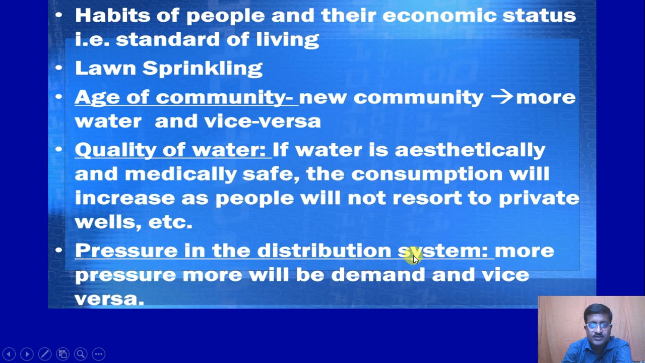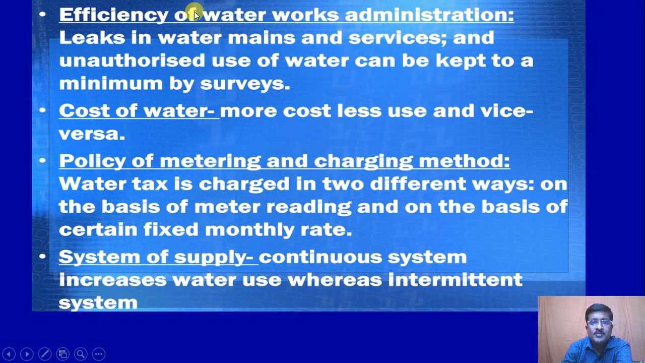Pressure in the distribution system: more pressure, more demand, and vice versa. Efficiency of waterworks administration: leaks in the water mains and services and unauthorized use of water can be kept to a minimum by surveys. Cost of water: more cost, less use, and vice versa. Policy of metering and charging method: water tax is charged in two different ways, on the basis of meter reading and on the basis of a certain fixed monthly rate. System of supply: a continuous system increases water use, whereas an intermittent system reduces it.